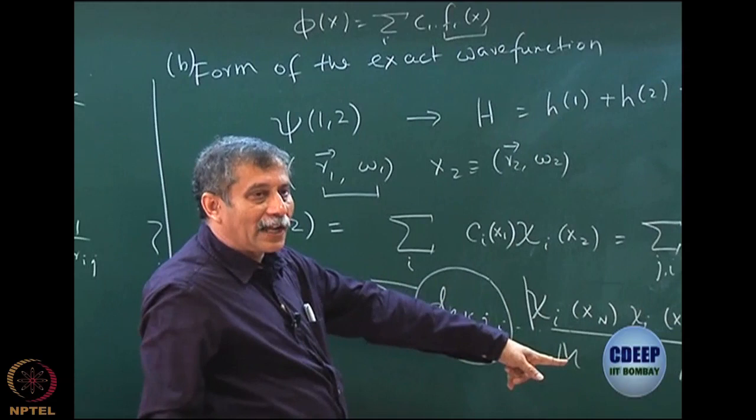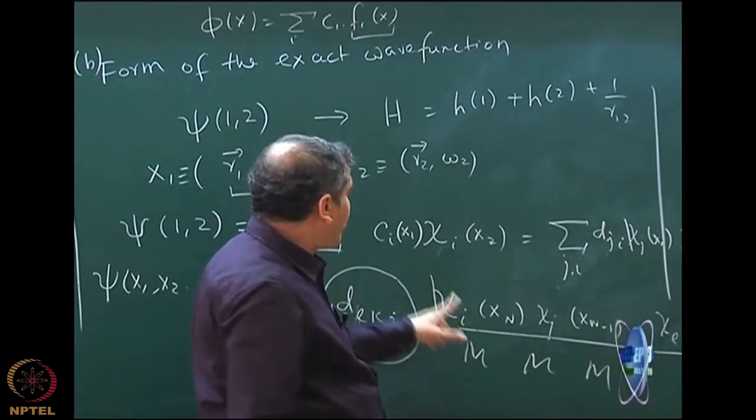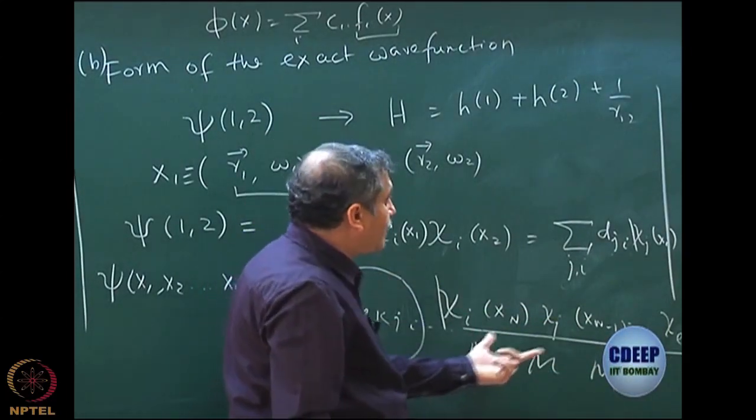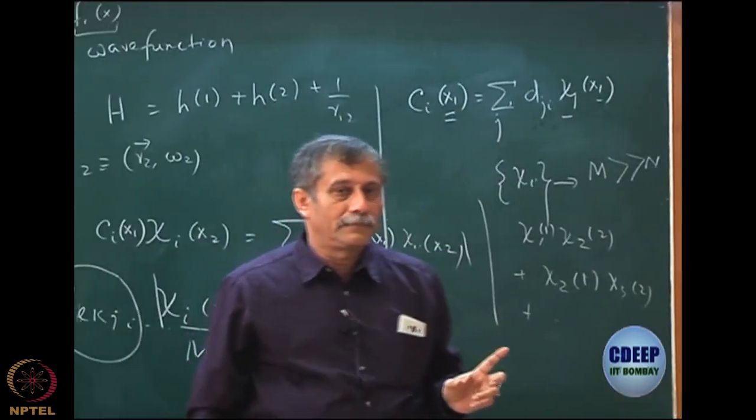But that many number is not allowed, because that violates symmetry. So to make it anti-symmetric, we have to make a determinant. So now I am asking you, how many determinants can you make if you have a basis of m for an n electron problem?